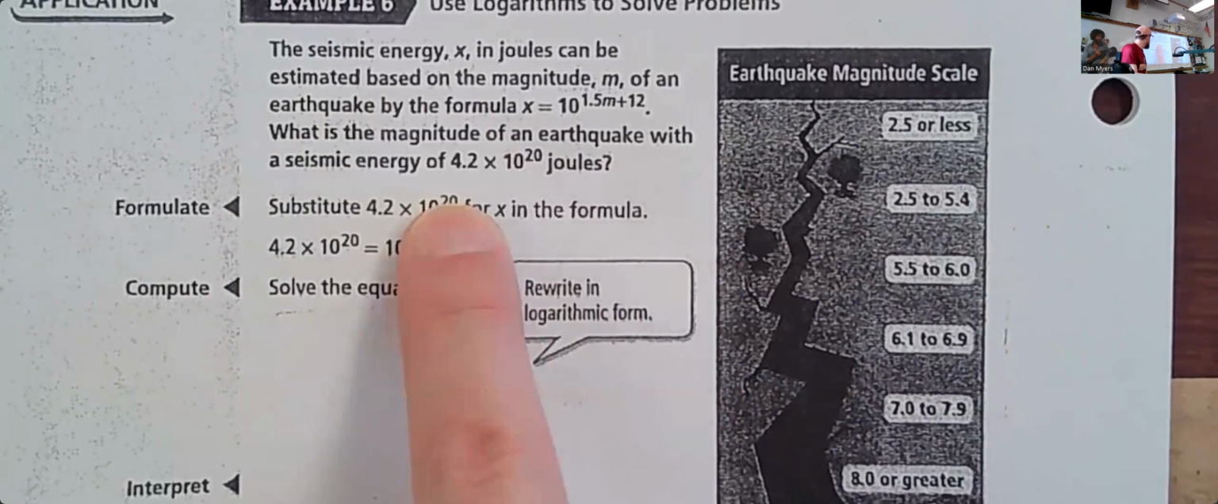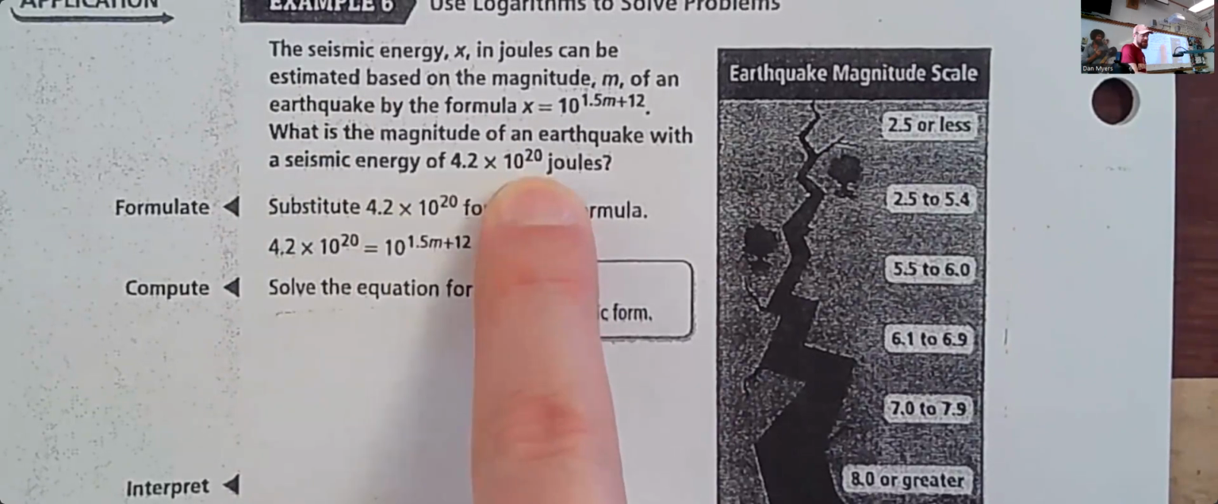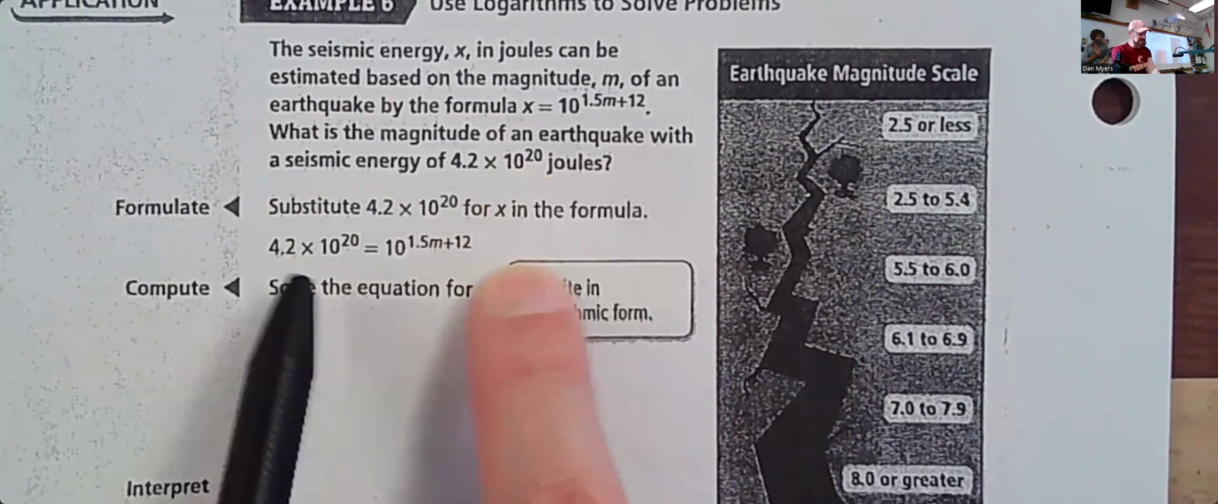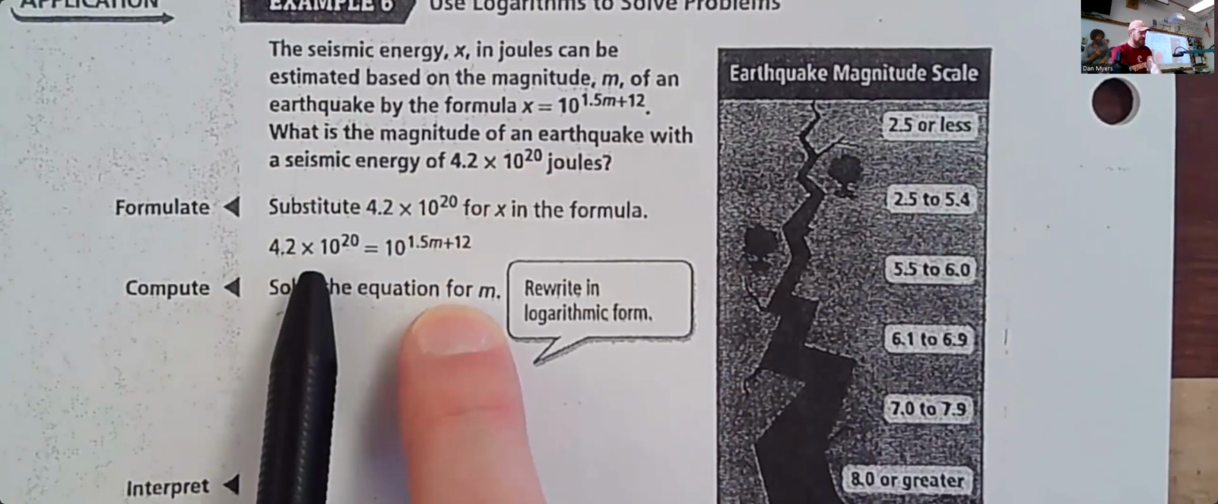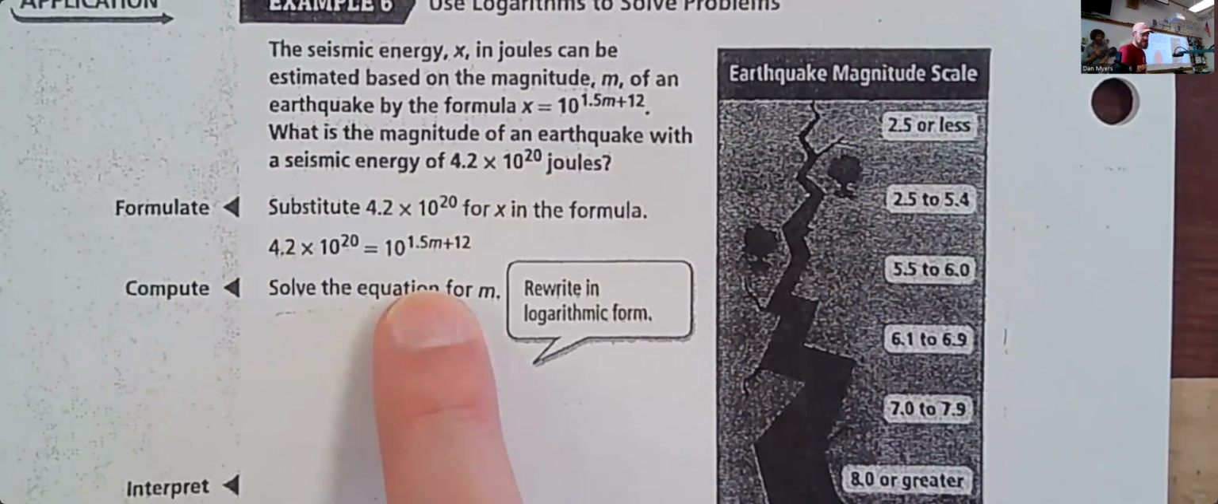X is on the left here. X is seismic energy. Seismic energy is 4.2 times 10 to the 20. So it's saying just substitute, which it did for us here. It's just showing us, okay, replace X with 4.2 times 10 to the 20. Then we're going to solve the equation for M.